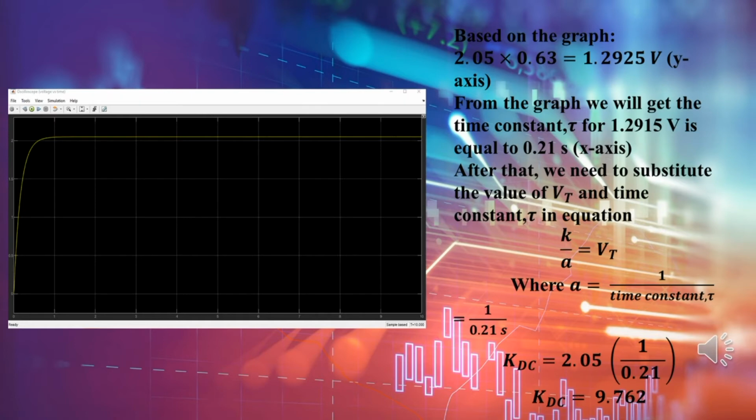Then we substitute the value of the time constant in the A formula to get the value of A. Based on the formula given in the project brief, Vt equal to K over A, we will use this formula to find the value of the KDC, which is 9.762.